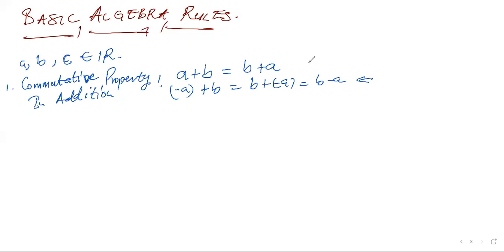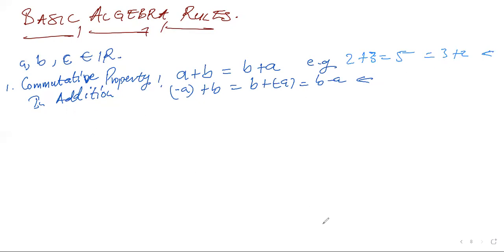And then, for example, let's say 2 plus 3 is what? It's 5, right? And this is as well equal to 3 plus 2. So the property holds, and that is correct. So that is what the commutative property says.